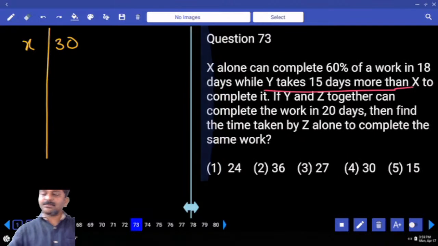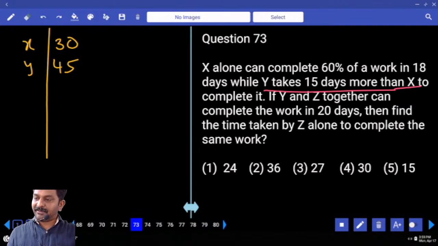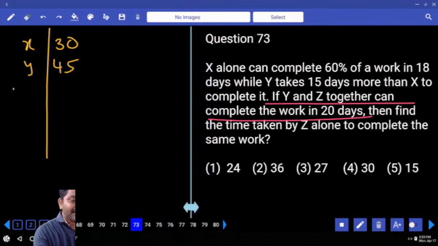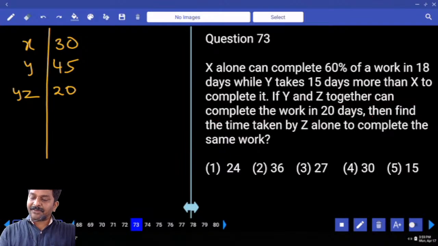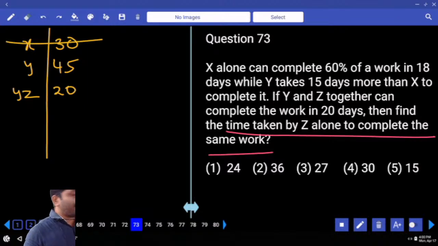Y takes 45 days more than X. If Y and Z together can complete the work in 20 days, then find the time taken by Z alone to complete the work. Right. So now, Z is here. Is X related to this now? Is there any way that we use X now? This is not required for it.